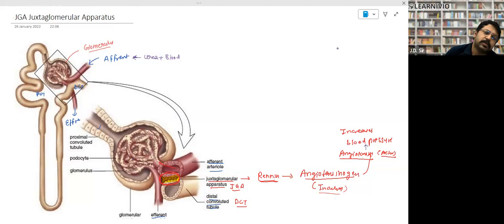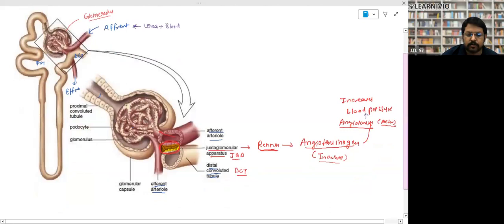The pipeline which brings in the blood is called the afferent arteriole, because afferent means that it is bringing in something. And after the filtration, when the blood goes out, this is called the efferent arteriole. And here, this is the DCT, right? The DCT comes in contact with the afferent and efferent. Let me enlarge it. So this is enlarged.